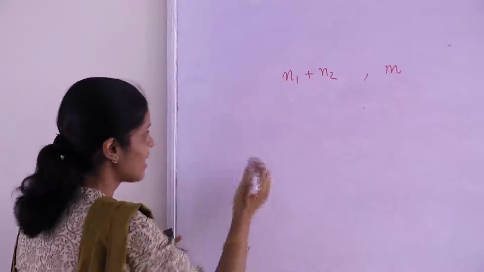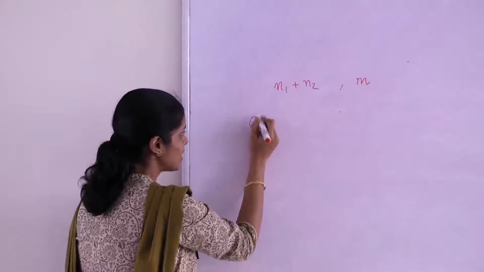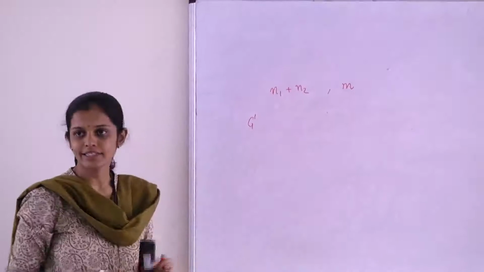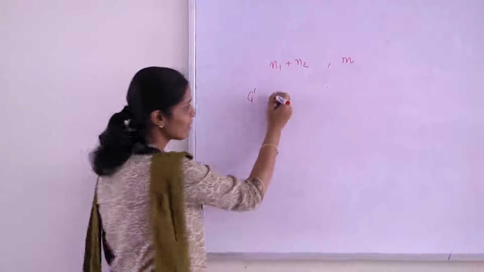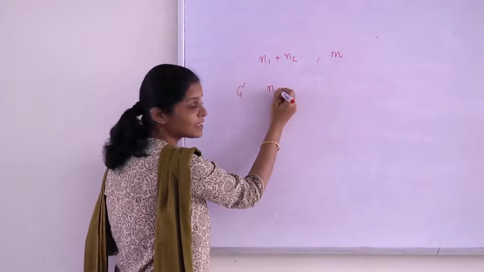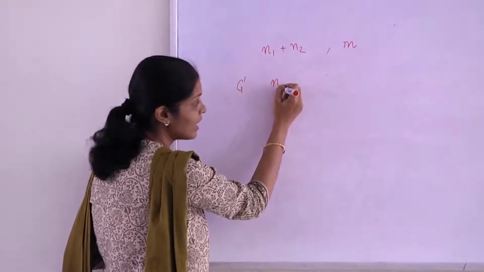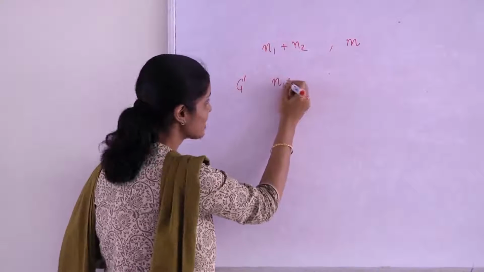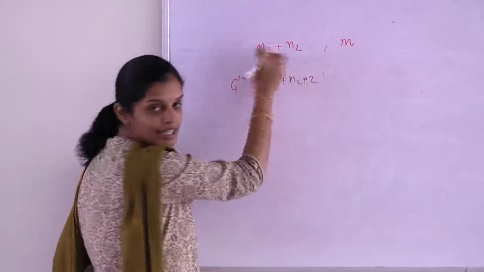Now we are given this graph. I constructed the reachability graph G prime. How large is that graph? Let's write the number of vertices in that graph. It is n plus 2, which is n1 plus n2 plus 2, because I am writing it like this.